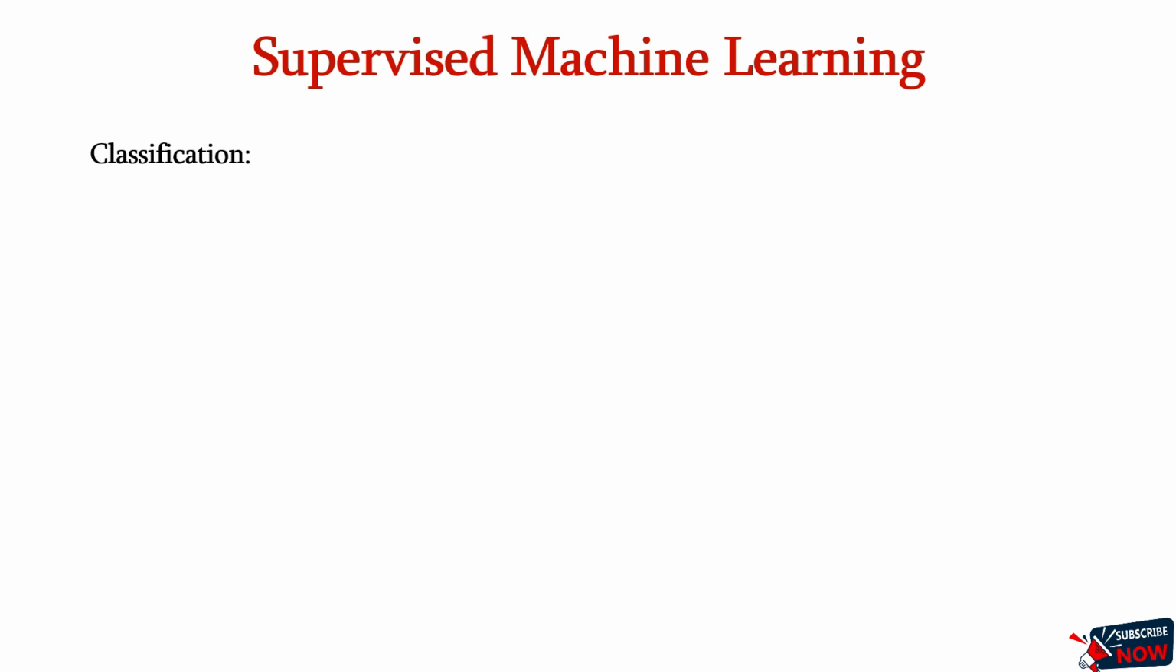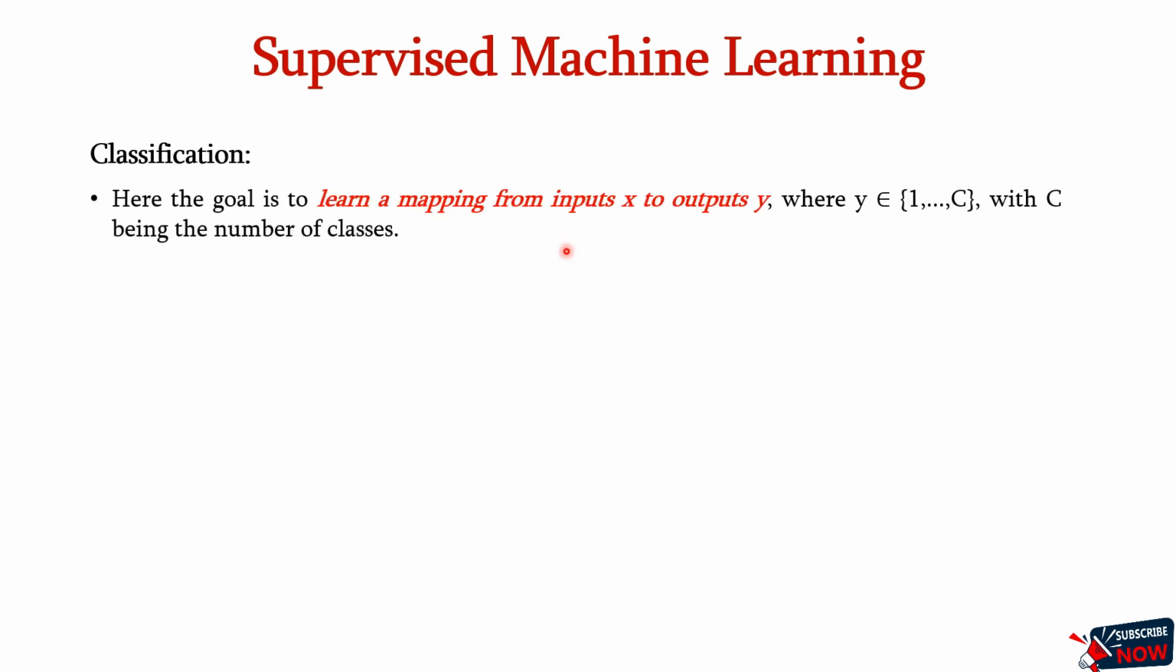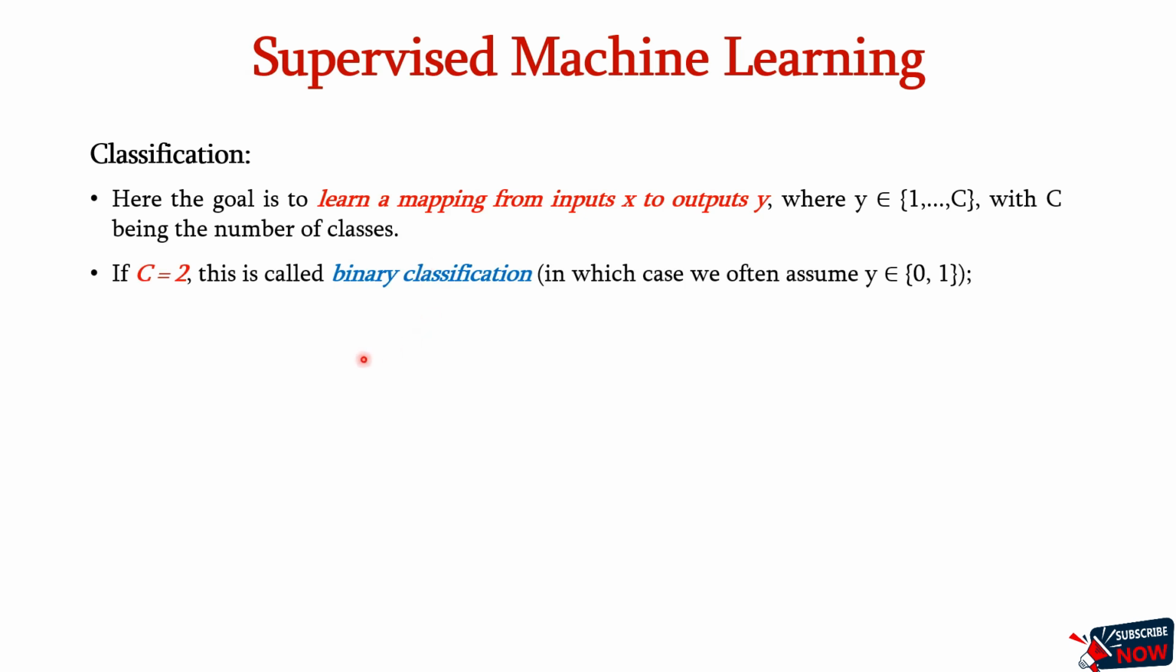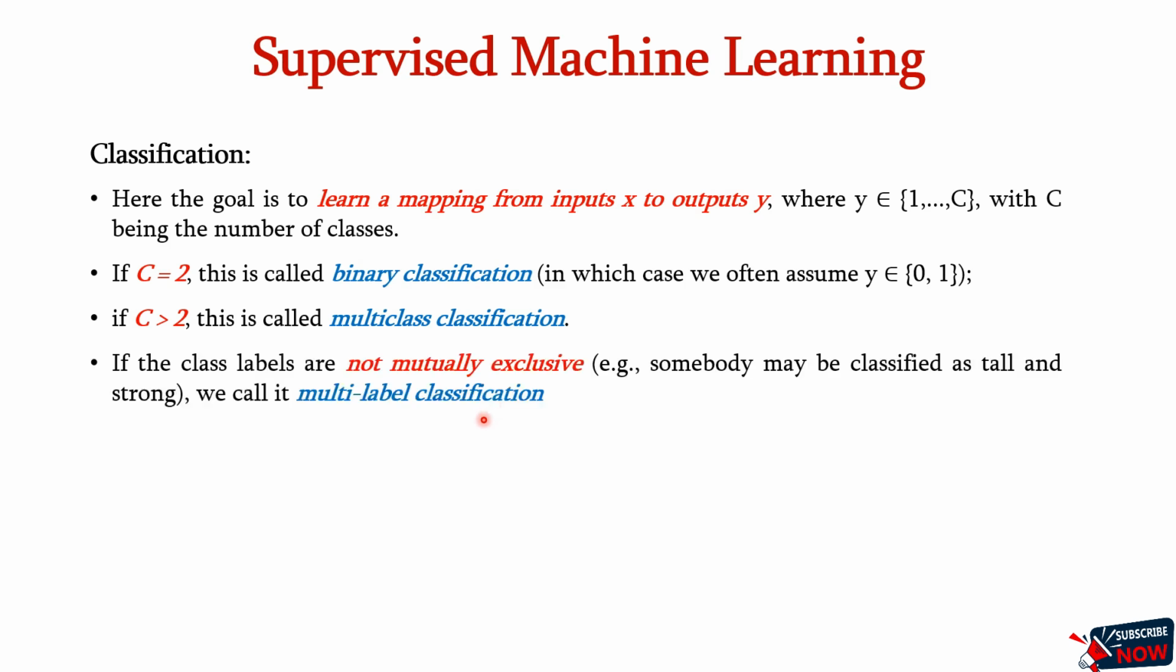Next, let us see about classification. Here the goal is to learn a mapping from input x to output y, where y belongs to 1 to c. Here c represents the number of classes. If c is equal to 2, then it is called binary classification. Here the output will be assumed to have either 0 or 1. If c is greater than 2, then it is called multi-class classification. If class labels are not mutually exclusive, that is, if we describe somebody as tall and strong, then it is called multi-label classification because we are giving two labels for one person.